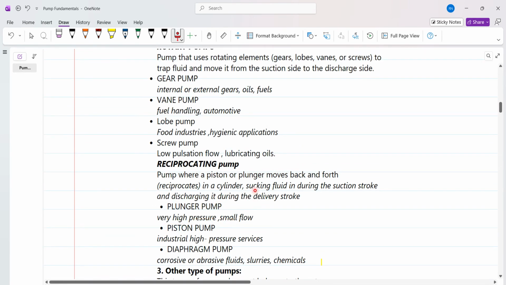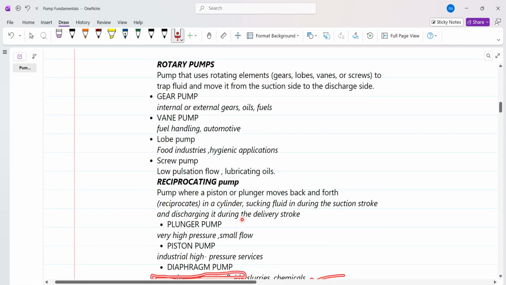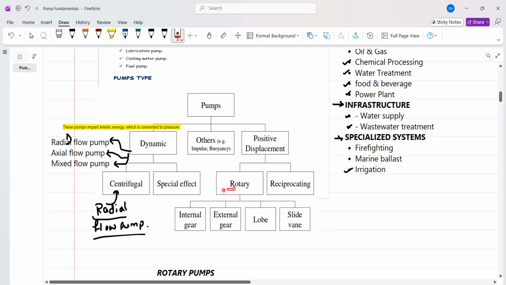It sucks a definite quantity of the liquid and discharges a definite quantity of the liquid through the plunger, piston, and diaphragm pump, right? Diaphragm pumps are used for corrosive and abrasive fluids and slurry chemicals, to reduce corrosion. Rotary pumps are further classified into gear, lobe, vane, and the fourth one is the screw type.